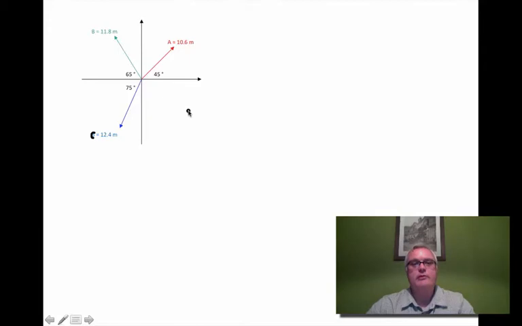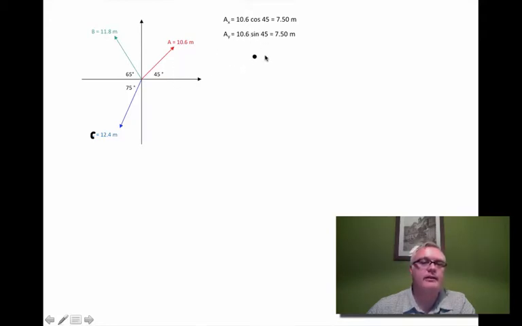Well, what we do is break each of these vectors into their components, the component in the x direction and the component in the y direction. So for vector A, we're looking at this angle, 45 degrees. So the x component of A is 10.6, the magnitude here, times cosine of 45, it's the adjacent side. That gives me 7.5 meters. The y component on this side is 10.6 times sine of 45. It's the opposite side.